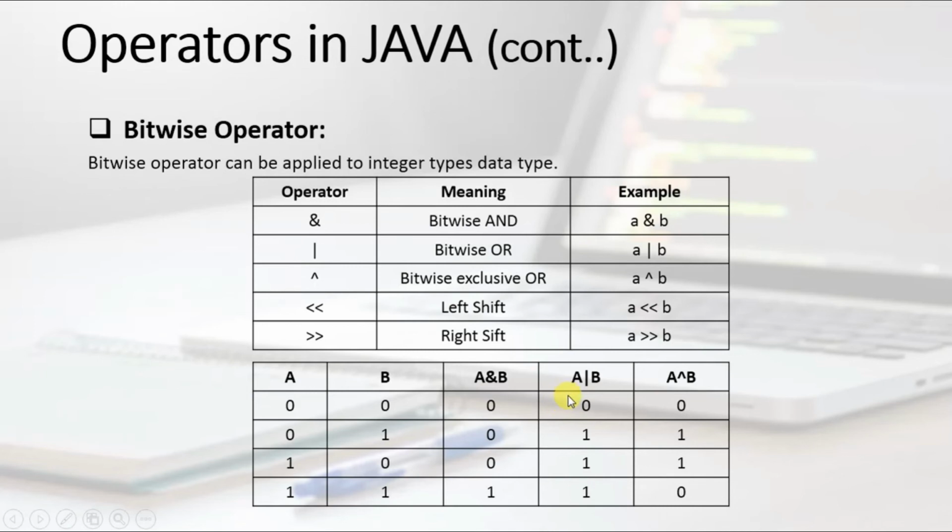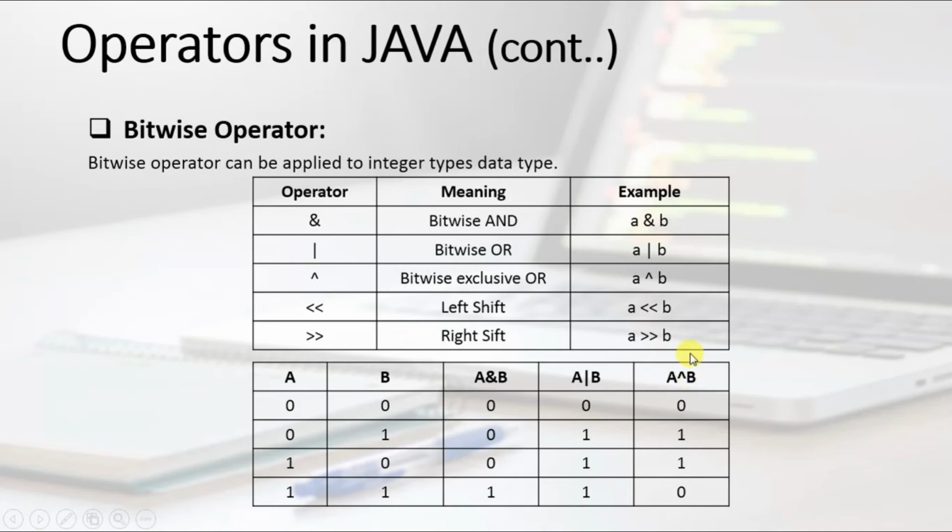Now for the OR operator, or bitwise OR operator, we have to keep in mind that if any one of the values is 1, then the answer will be 1. For both 0, the value will be 0. For 0 and 1, the value will be 1. Why? Because any one of the values is 1, that's why the answer will be 1. For 1 and 0 it is also 1, and for 1 and 1 it is also 1.